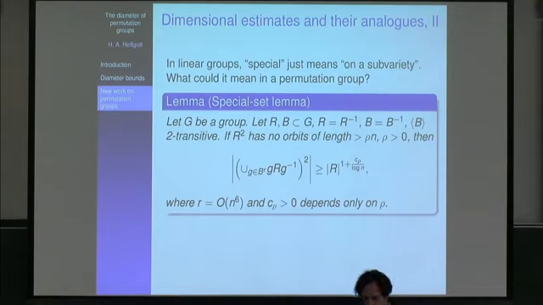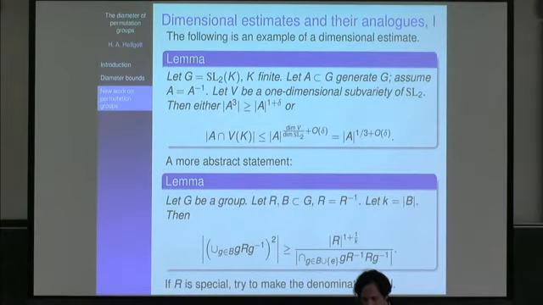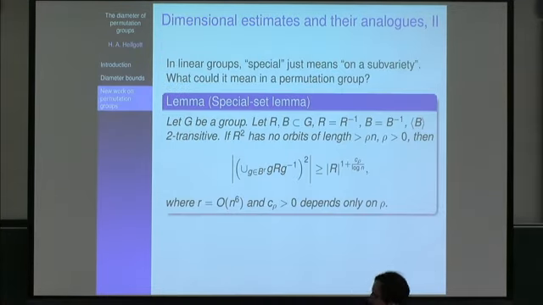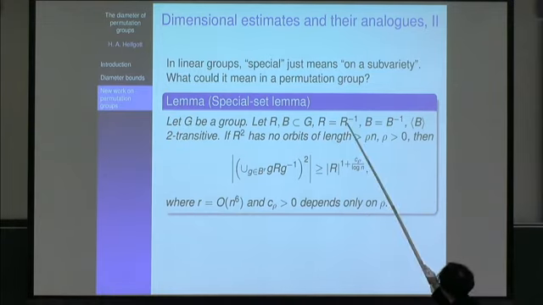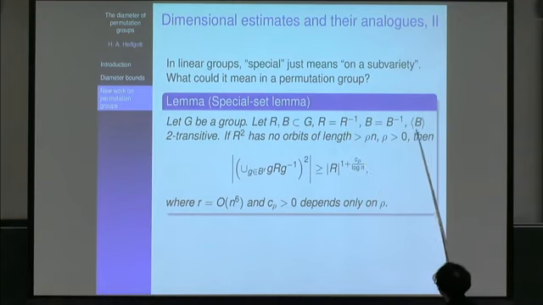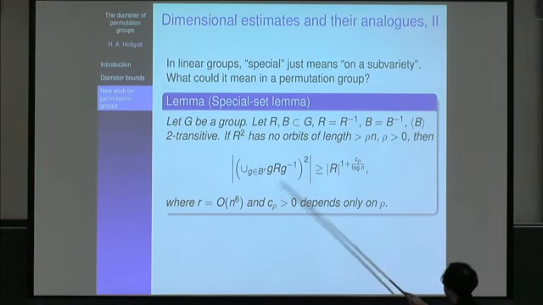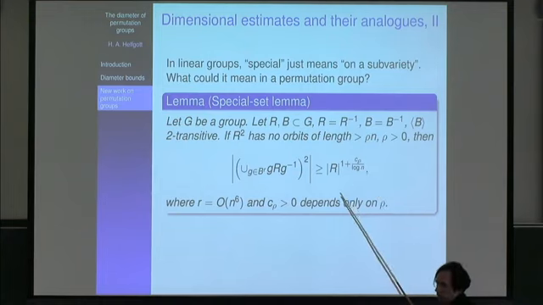And so you can apply this abstract statement here and get the following. You have a set R, and you have B generating; B can be quite small, but it must generate a 2-transitive group. So if R squared has no long orbits, then the multiplication of a few conjugates of R is going to have to be substantially larger than R.